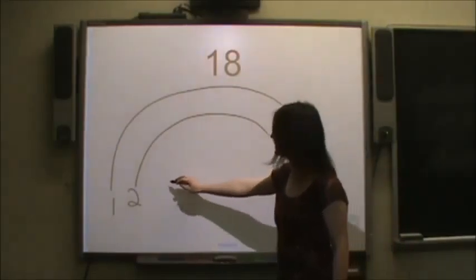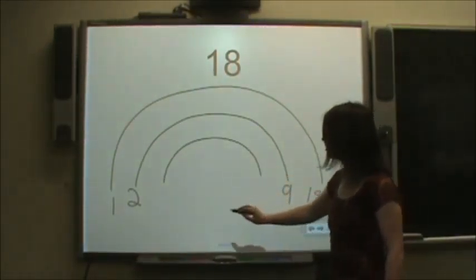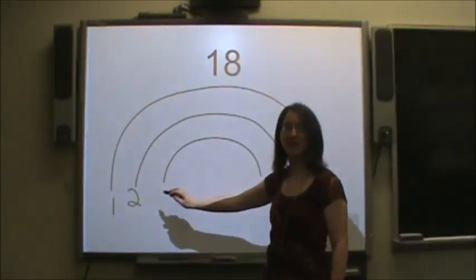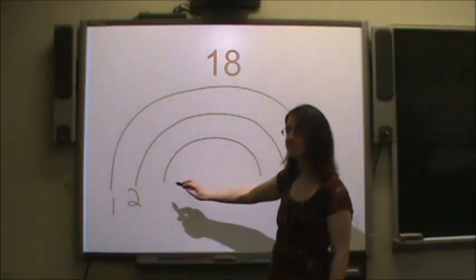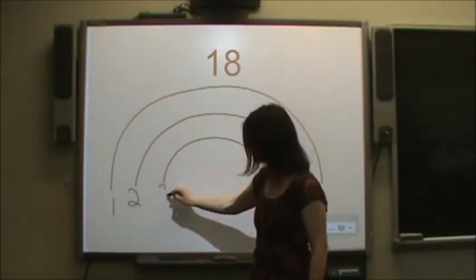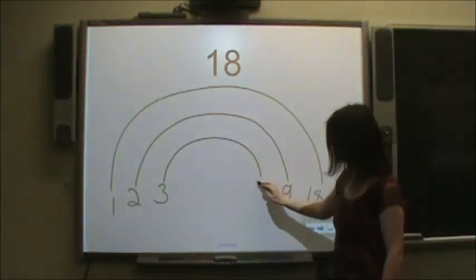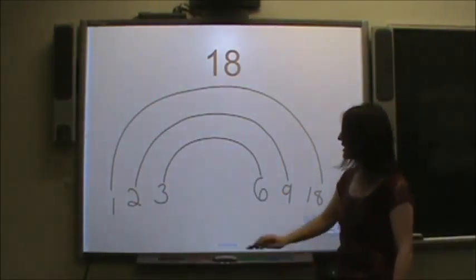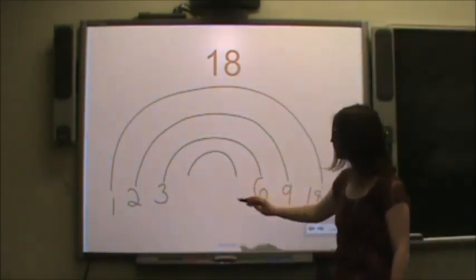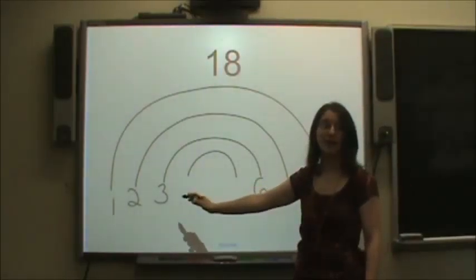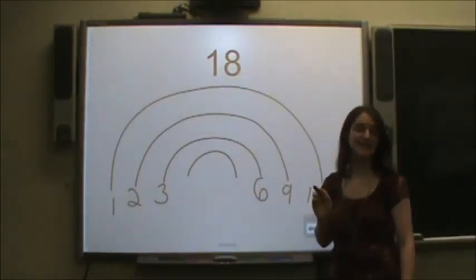Now I'm going to go into the next loop. 3. Is 3 times something 18? Yes. 3 times 6. So I'm going to write 3 and 6. Now I'm going to go to my next loop. My next number to go up to is 4. Is 4 times something 18?